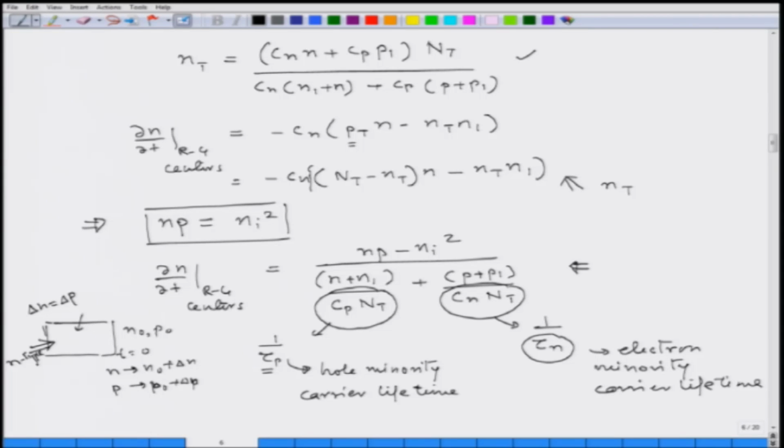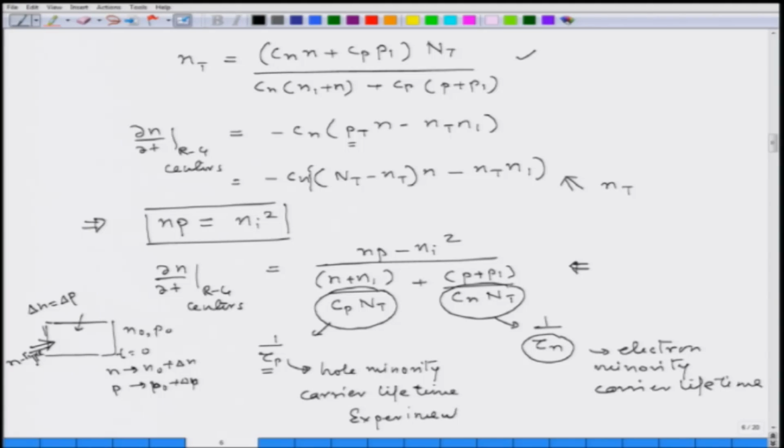Now, let us take this parameter as a material parameter. It is generally evaluated and experimentally obtained. One experimentally obtains this parameter. So, for a given material tau n and tau p are calculated, although you can see if I know Nt and I know the capture cross section for a particular type of impurities that we are talking about, this is something which can also be calculated, but generally one measures it because Cp and Cn have to be measured.